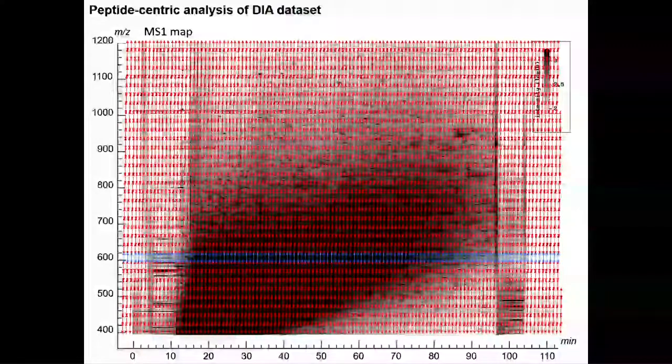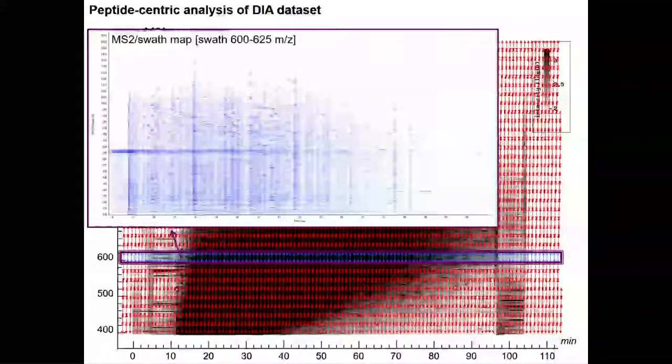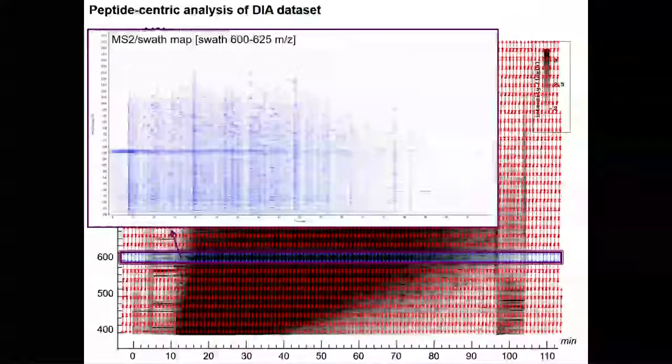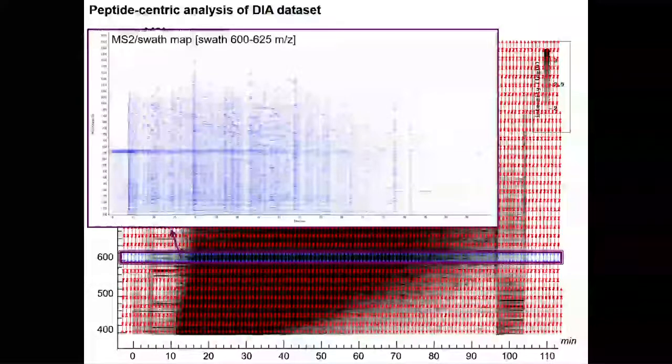And if you put all the MS spectra acquired for that isolation window together, you get a picture that looks like this. Maybe some of you are familiar with the picture here on the black background, which is basically an MS1 map, where each of these features is the MS1 precursor intensity of precursors in time and m/z space. And here, this is what you have when you open one of these SWATH maps, or the MS2 maps, from that mass range of 600 to 625.